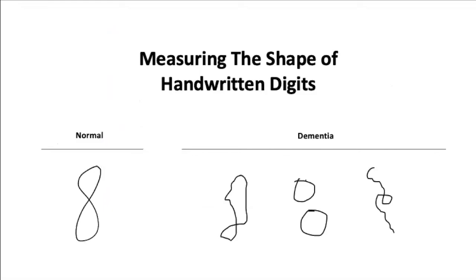So lastly, we'll be discussing the shape of handwritten digits. On the left is a normally written number 8. However, dementia can cause patients to draw figures that have some or no resemblance to the normal number. In each case, we can measure the shape of handwritten digits in a way that is personalized for each patient. Each person writes letters with distinct characteristics, but this is not a problem for our software.